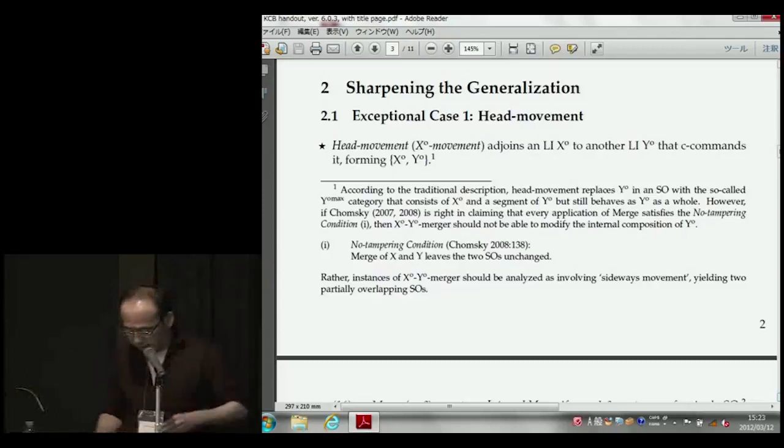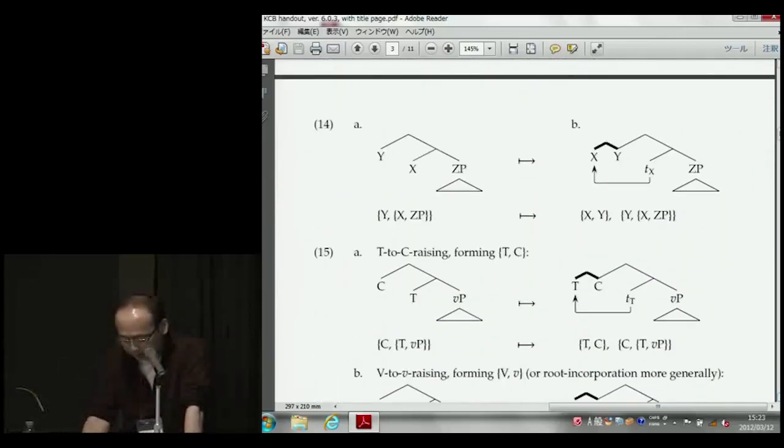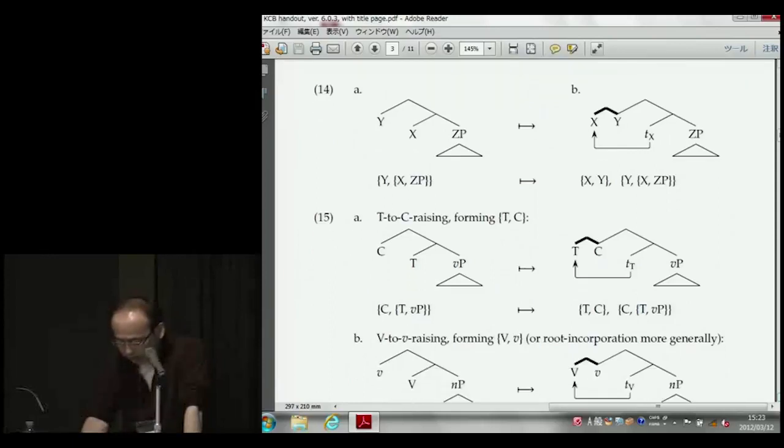The first case we would like to discuss is head movement, X0 movement, although it is currently contested rather hotly whether head movement is in fact syntactic or not. The traditional assumption is that it is really a form of syntactic movement that adjoins an X0 to another Y0 that c-commands it. Let's assume so for the moment. If such a movement really exists, which is questionable, of course, as an instance of merge, and if we keep to the definition of merge as a simple set formation operation, then such an application of merge just generates another set {X0, Y0} without tampering with the SO in 14a. Then it yields two partially overlapping SOs of the form in 14b.